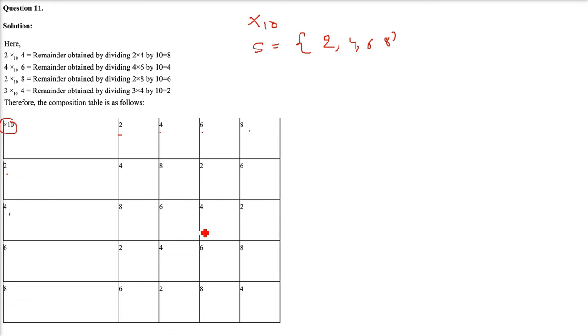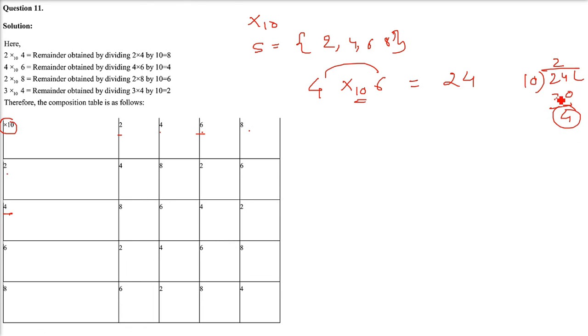Now how are these values coming? Let us take one or two examples. 4 and 6 I am taking. We take multiplication modulo 10. 6 fours are 24, multiply them. Then you divide by 10 and take the remainder, that will be the result. 10 twos are 20 and 4 will be the remainder. This 4 is going to be put in here. So this is how 4 has come here.